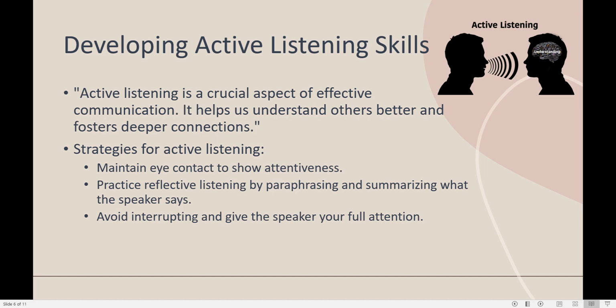Avoid interrupting and give the speaker your full attention. Very important. You should not cut the other person's words, especially in scenarios when you don't like what they are saying. No matter whether it is a professional setup, workplace, college, school, home, friend group, don't interrupt. If they are interrupting, it's okay. That is their manners. You follow your manners. You are not supposed to interrupt.